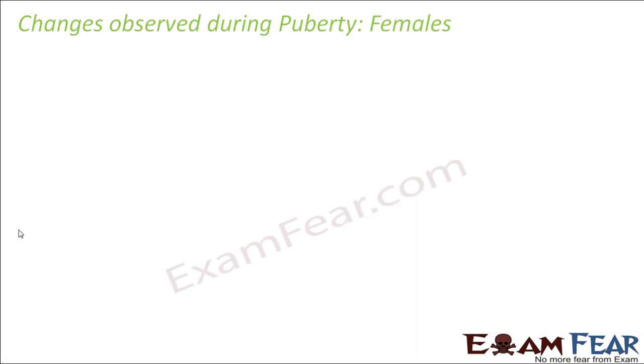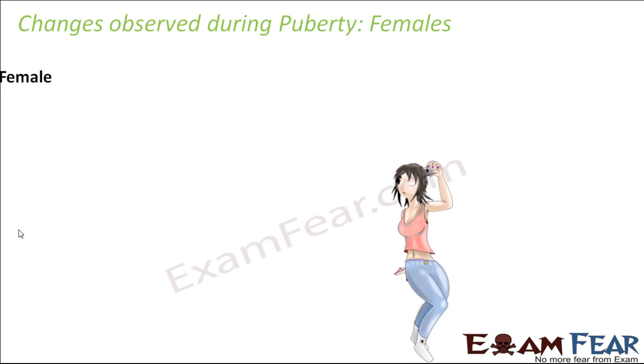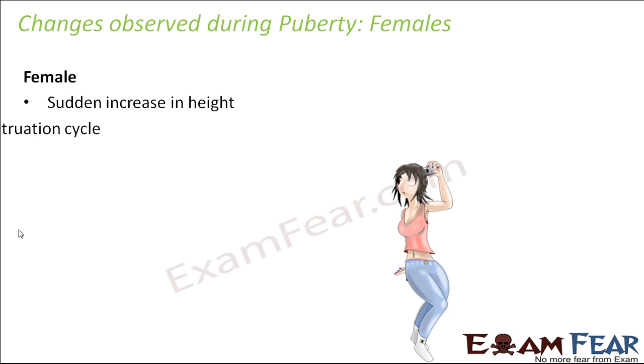Similarly, there are certain changes which are seen in a female. For example, again for females also there is sudden increase in height. Start of menstruation cycle. What is menstruation cycle? So there is a bleeding from the vagina which takes place every 28 days. So many of them refer to it as a monthly period, because every month you have this bleeding which lasts for some 4 to 5 days. So that is called menstruation cycle. Now why that happens, how that happens, we will discuss that later.